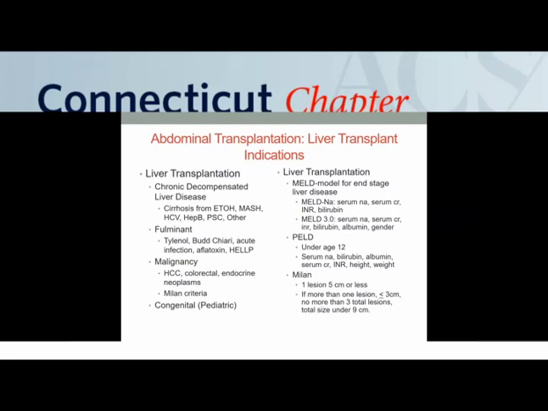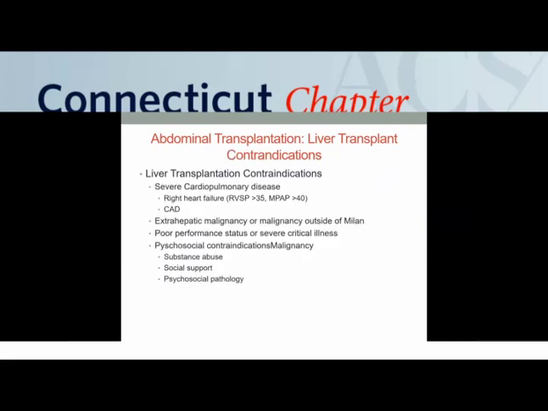Why do we pick Milan? The retrospective and then prospective data about this suggests that the best survivals for patients, best 5-year survival for patients after liver transplant with hepatocellular carcinoma is for those who fall within the Milan criteria. That also is extended to some degree in patients who have endocrine neoplasm that's metastatic to the liver only, and now with these new protocols for colorectal cancer. All right. Okay, so what are the contraindications?